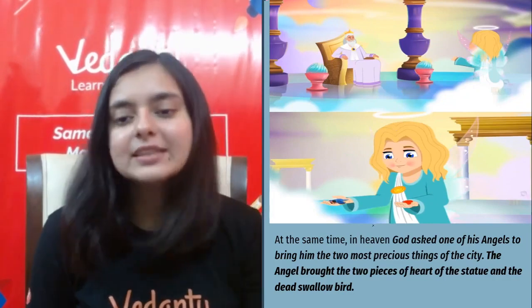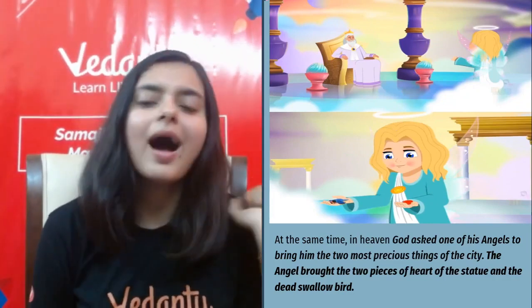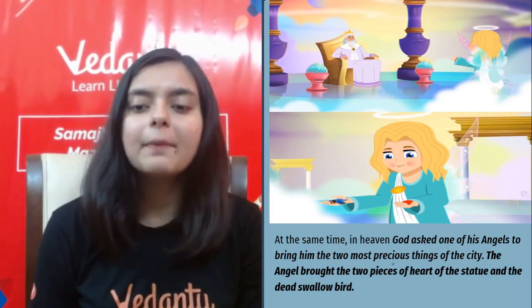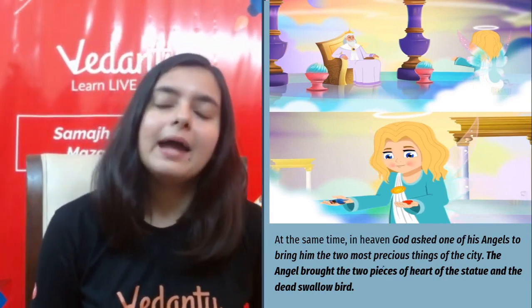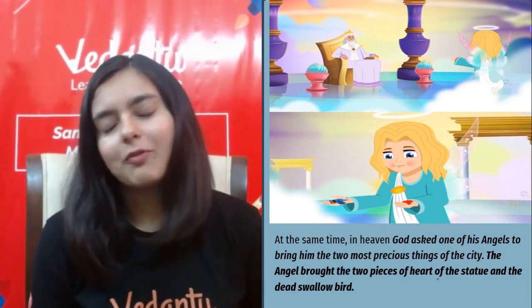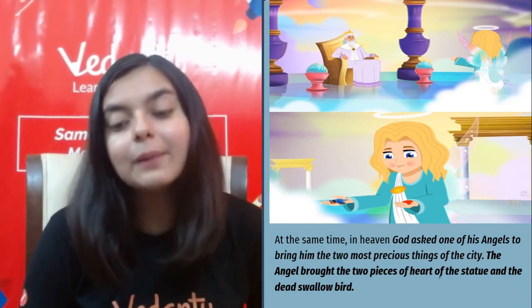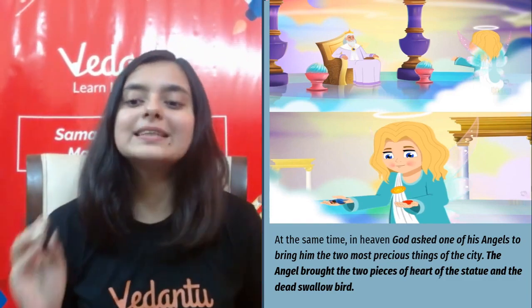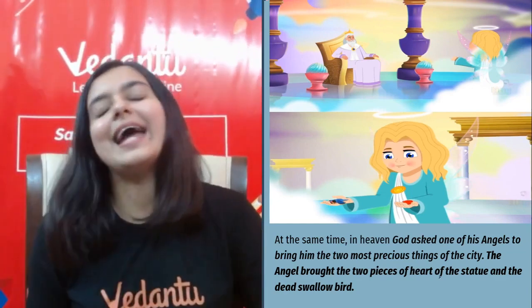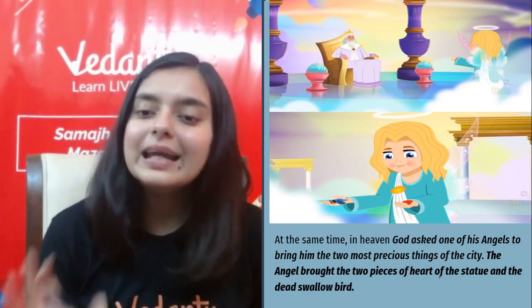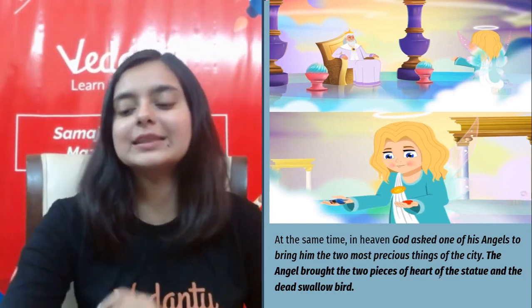And at the same time, in heaven, God asked one of his angels to bring up the two most precious things of the city. So what did the angel bring? The angel brought the two pieces of the heart of the statue along with the dead swallow. So these two were the most precious things.